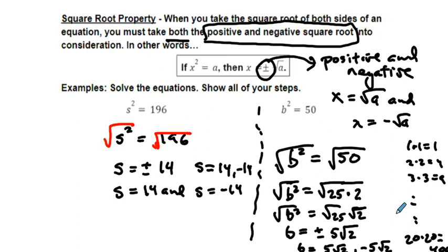Okay, so that's how we're going to work with square roots, and that's how these things are going to roll here. All right, so jump to the next video, and we'll look at some slightly more involved problems.